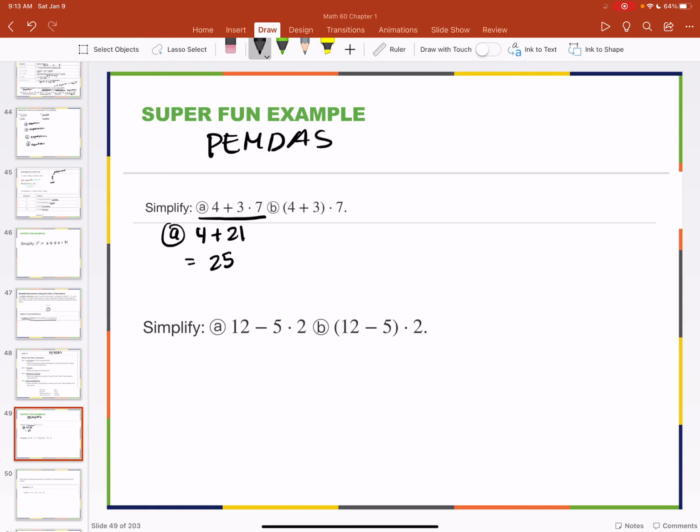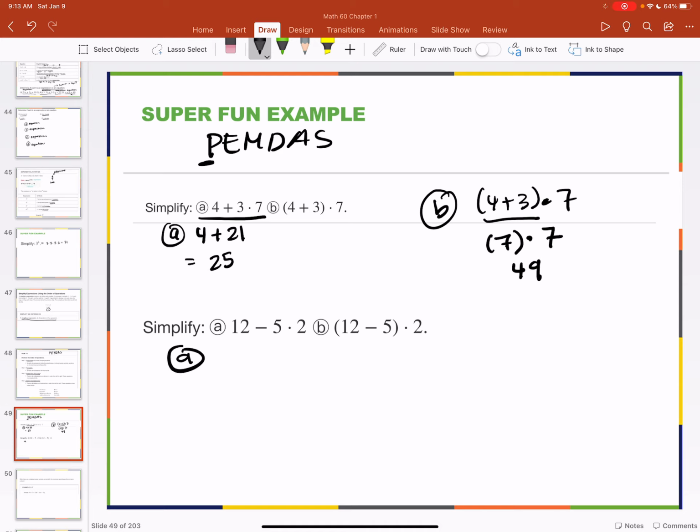Okay. All right. So then for B, we have, I'll just write it out here again. 4 plus 3 times 7. But remember, it's PEMDAS, so parentheses first. So we're going to do this first inside the parenthesis, which is just 4 plus 3. That's 7. And then times 7. So that's going to be 49. Okay. So let's continue. Let's do another one.